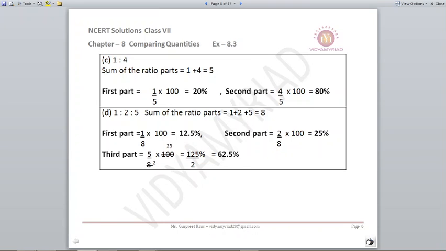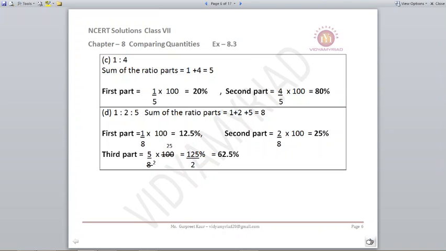So our answer is correct. Last part, 1:2:5. Total number of parts are 8. So let's calculate one by one all the parts. The first part is 1 upon the total number of parts, that is 8, multiplied by 100, which is 12.5%. The second part is 2 upon 8 multiplied by 100, reduce it to its lowest term, you will get 25%.